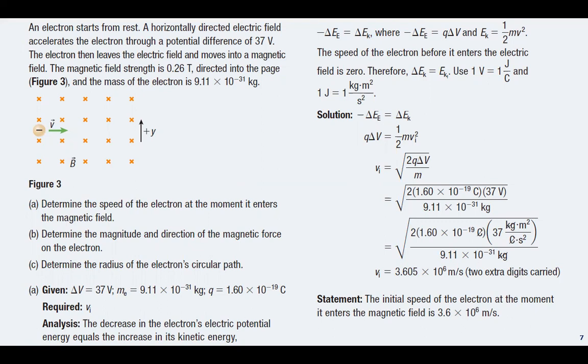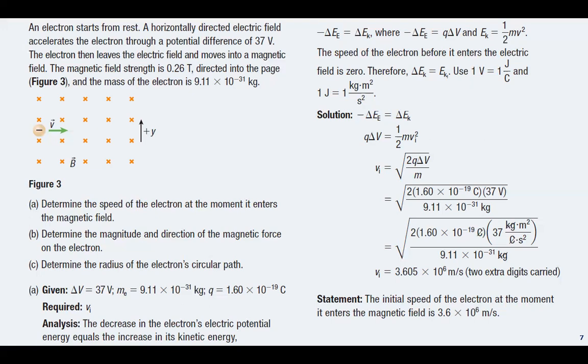Therefore, we know Vf equals the square root of 2q delta V over m, right? So put all the values in. We have the speed, v equals 3.605 times 10 to the power of 6 meters per second. So the speed of the electron at the moment it enters the magnetic field is about 3.6 times 10 to the power of 6 meters per second. Any questions?